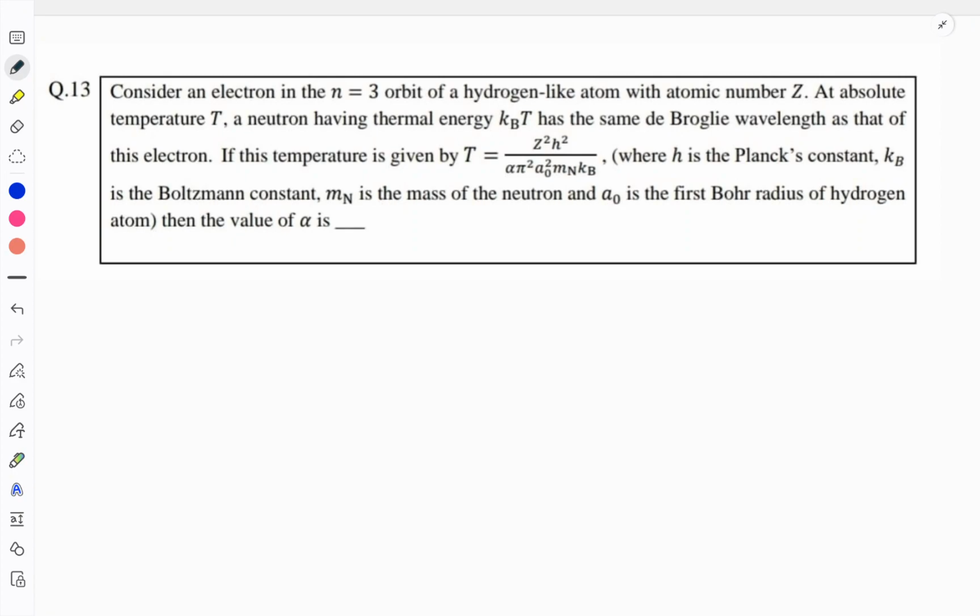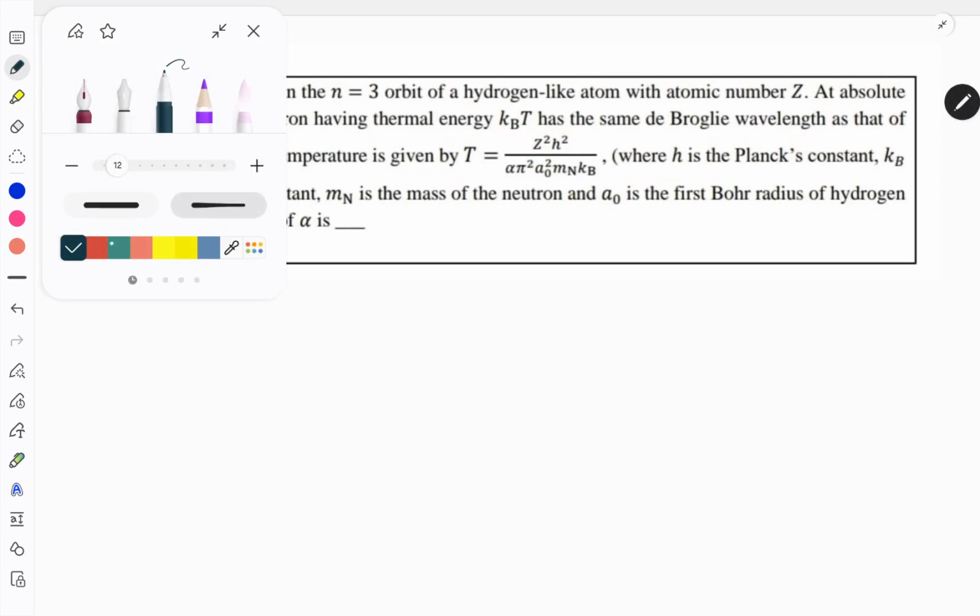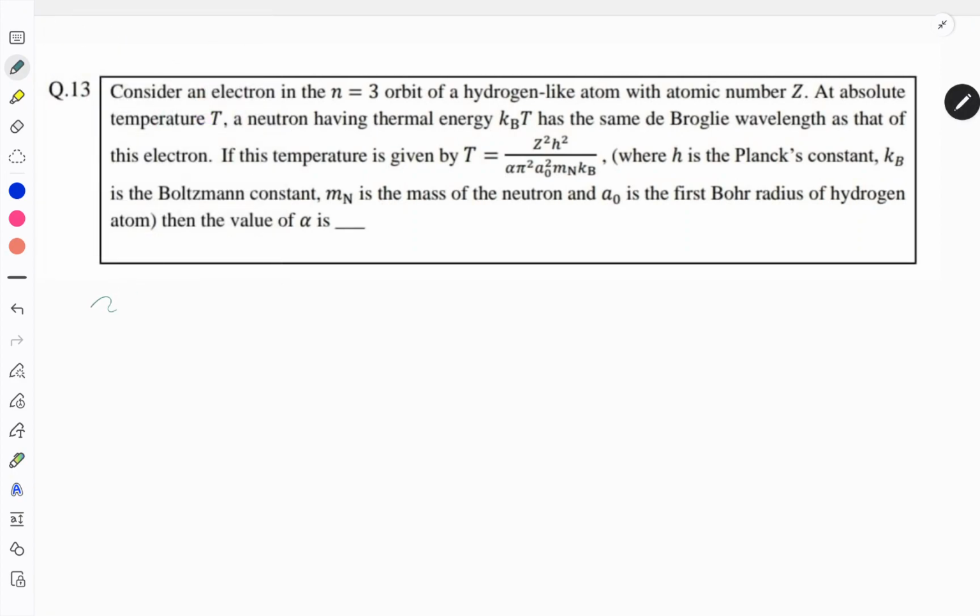So let's get started with this problem. Let us start with the formula for radius: r is equal to r0 n square by Z.